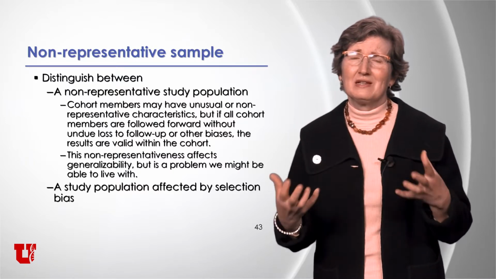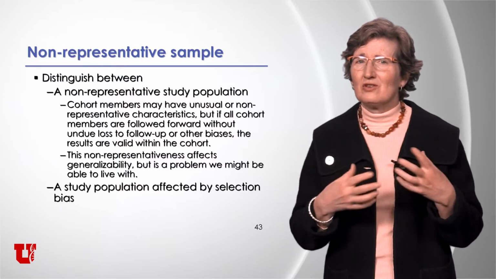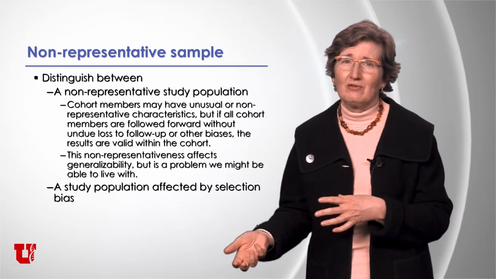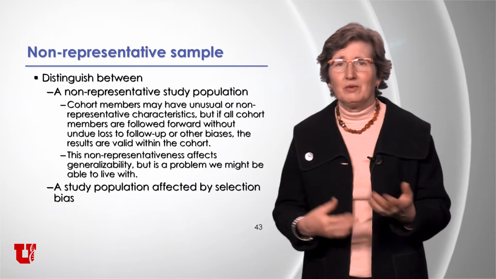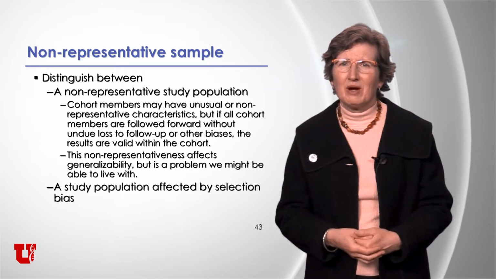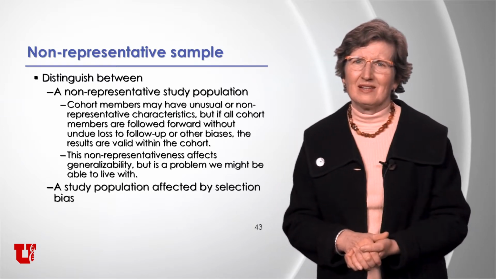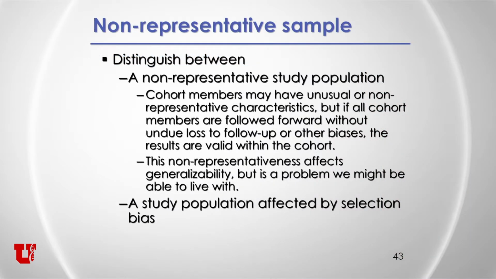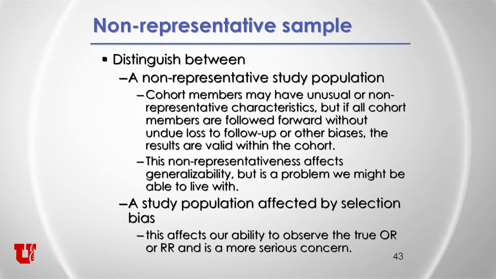And that affects generalizability. Can we generalize the experience of patients who are younger than 65 to patients who are older than 65 with the same treatments? You have to decide that, and it's a problem, but it's not the same as a selection bias where the results with respect to the under 65 population may be untrue. Okay, so the selection bias would affect our ability to observe the true odds ratio or risk ratio in the population that we studied and is a more serious concern.